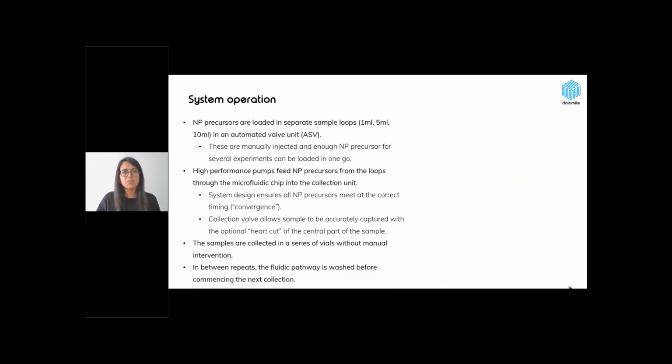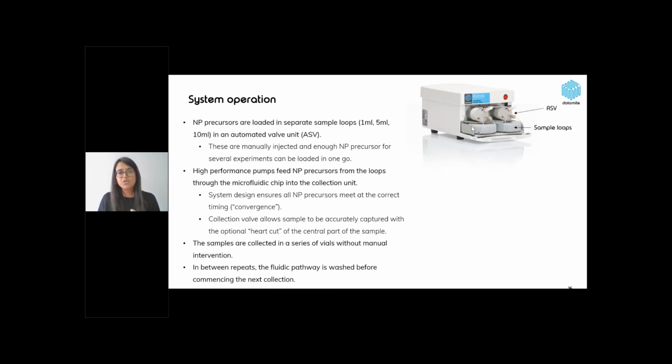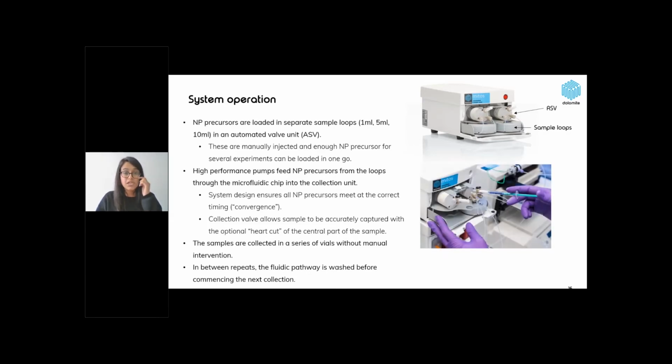So how does the system actually operate? Your nanoparticle precursors, which essentially is your lipids in solvent and your cargo in buffer, I refer to them as nanoparticle precursors, are loaded in separate sample loops. So we have the ASV, which is your automated sample valve, and we have these sample loops which are cased here. So this is where your sample would be retained. They can come in volumes of 1 ml, 5 ml, 10 ml, or it can even be customized.